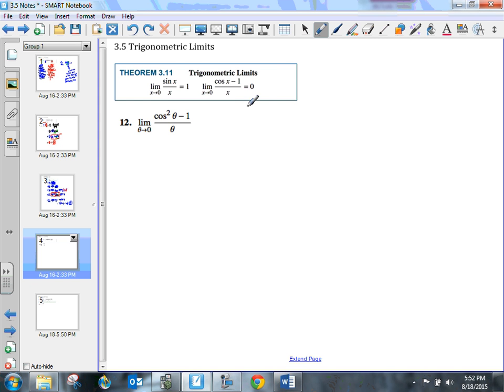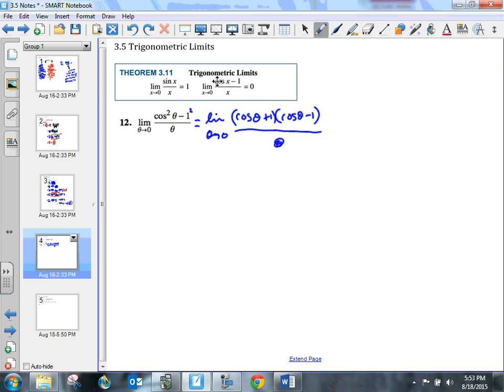What I want to do is turn it into something kind of like this, because I see that I've got cosine. Now, we need to manipulate this. We need to rewrite cosine squared of theta. It looks like I have cosine squared theta minus 1. Now, 1, we can look at as 1 squared, okay? So this is like the difference of squares, so I can factor this. I'm going to write the limit as theta approaches 0 of cosine of theta plus 1 times cosine of theta minus 1, okay? And this is all over theta.